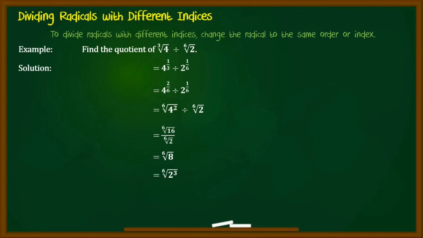Next, write the radicand in exponential form to reduce the index. So we have the sixth root of 2 raised to the third power. Then, write the given in exponential form. So we have 2 raised to 3 over 6, and reducing the exponent to lowest term, we have 2 raised to 1/2. And lastly, change it to radical form. Therefore, for our quotient, we have the square root of 2.